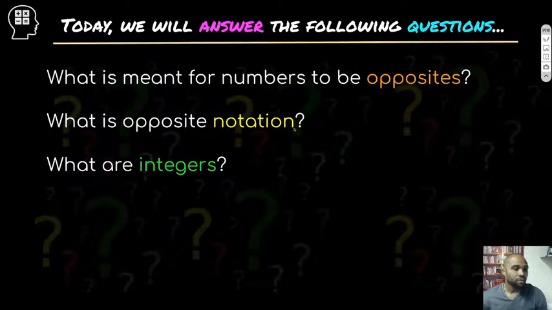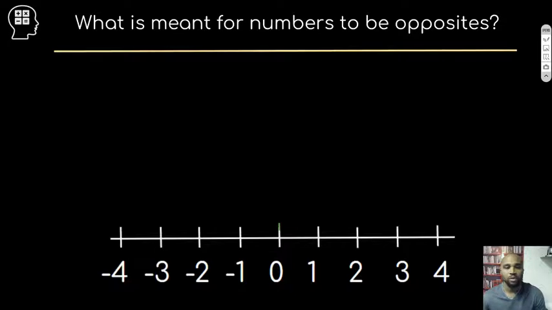All right, today I want to answer the following questions. What is meant for numbers to be opposite? And what is opposite notation? And lastly, what are integers? All right, so what is meant by numbers to be opposite?